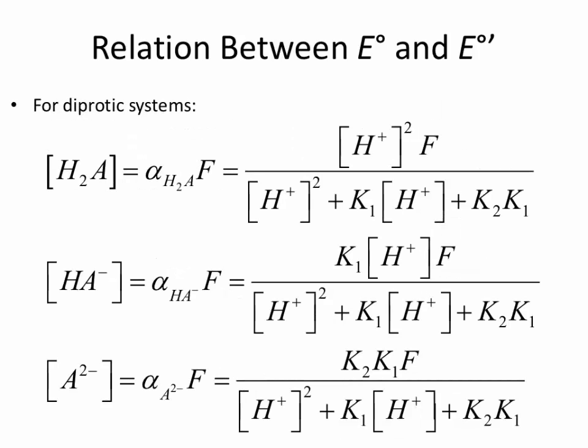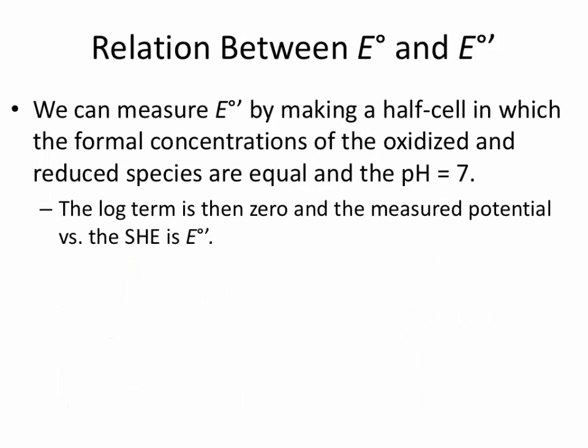For the diprotic systems, we then have three equations, one for our doubly protonated form, one for our doubly deprotonated form, and one for our intermediate form. And we can measure our E0 prime by making a half cell in which the formal concentrations of the oxidized and reduced species are equal, and the pH is equal to 7. And the log term is then 0, and the measured potential versus the standard hydrogen electrode is then our E0 prime value.